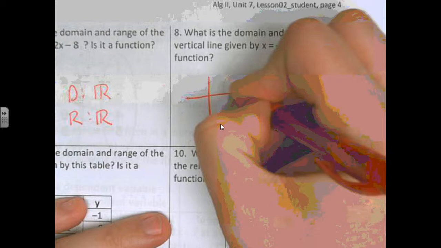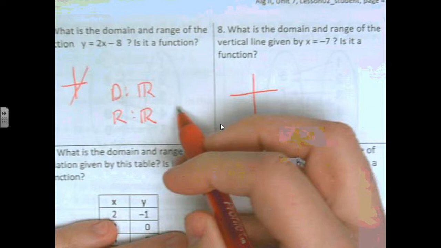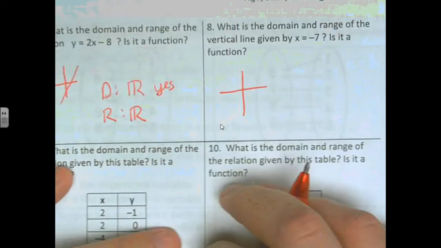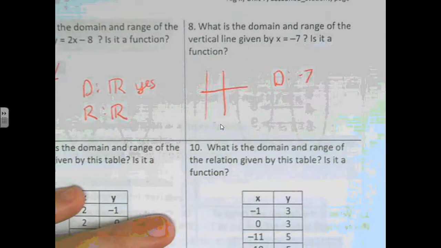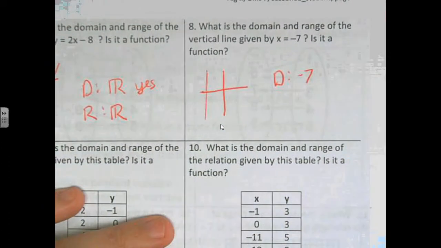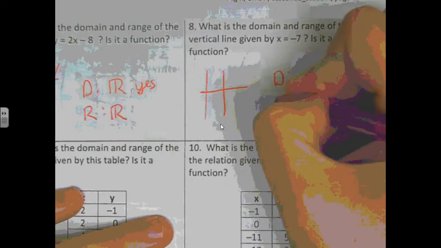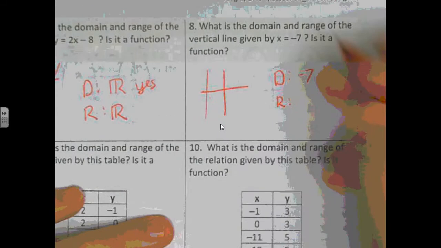Okay, this one's fun. When I say fun, I mean super special. Is this a function? Okay, what is the domain and range of the line given x equals -7? So here's your line. That's at -7, so the domain is -7. That's the only possible x value, and the range is all real numbers.